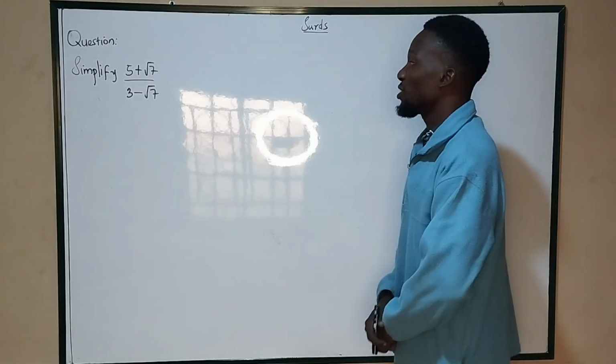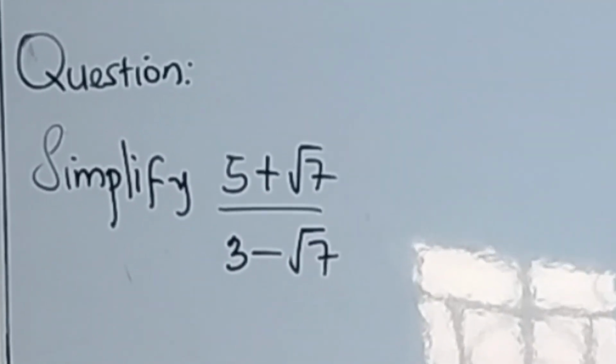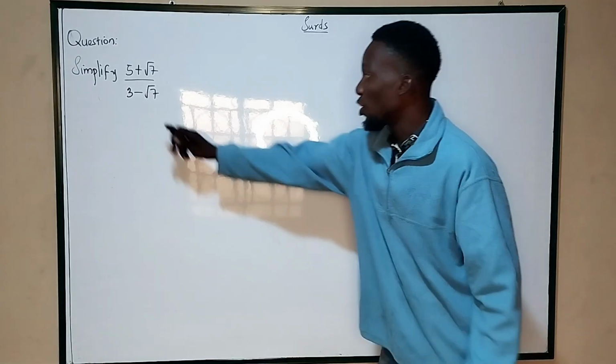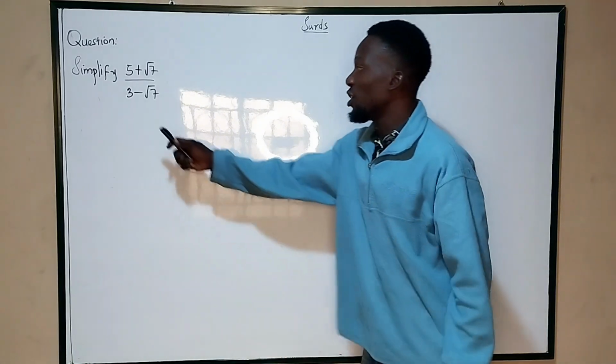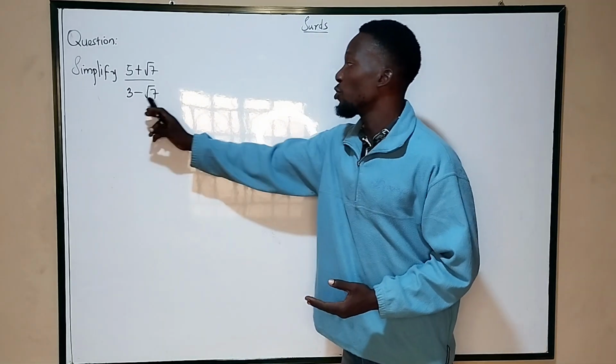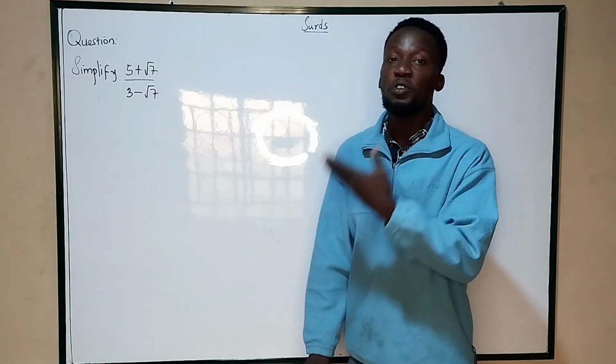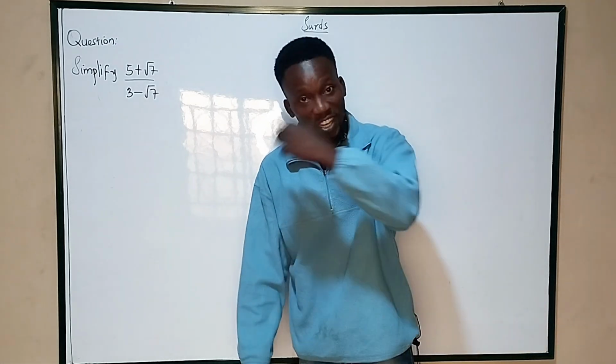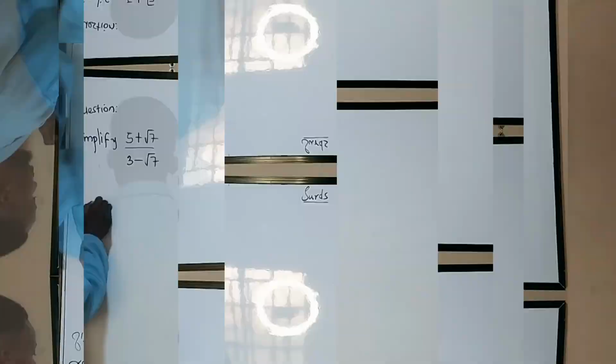So we have this question to simplify: simplify (5 plus root 7) over (3 minus root 7). To do this, as usual, the conjugate of this, if you have been following us, you know it is supposed to be 3 plus root 7. So we rationalize by using the conjugate to multiply both the numerator and denominator of this expression. Let's get to the board and solve it together.